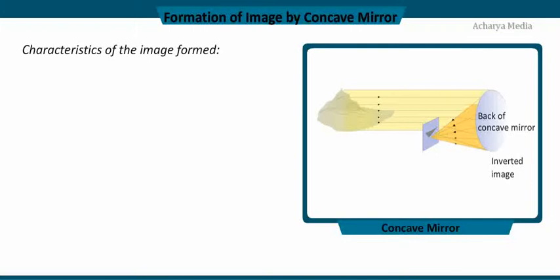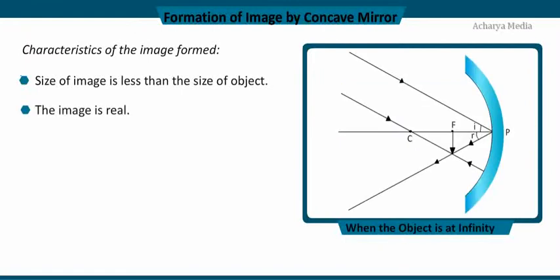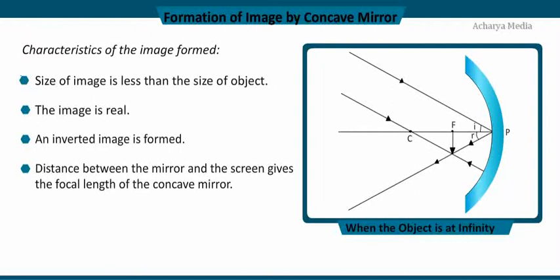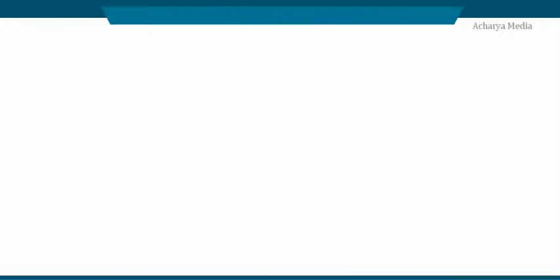The image formed has several characteristics. The size of the image is less than the size of the object. Since the parallel beam of light exactly meets at a point, it forms a real image. The image formed on the screen is upside down, that is, an inverted image. The distance between the mirror and the screen gives the focal length of the concave mirror.